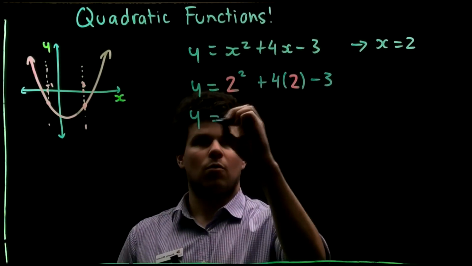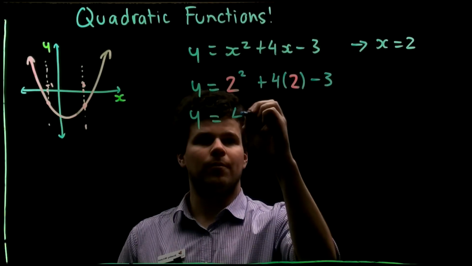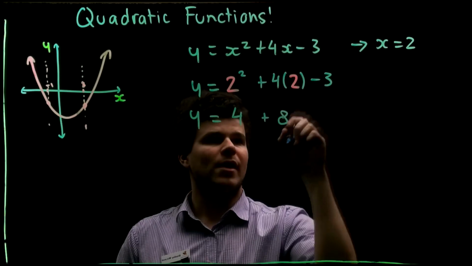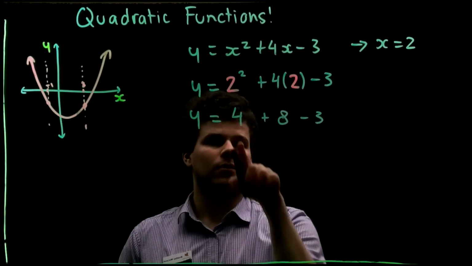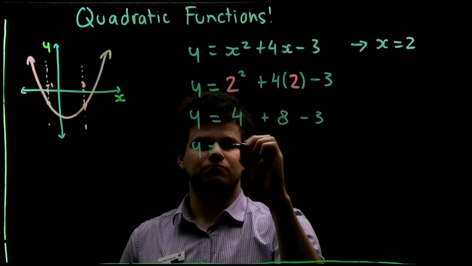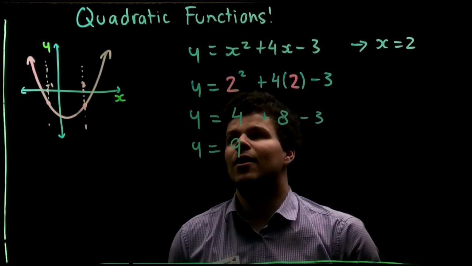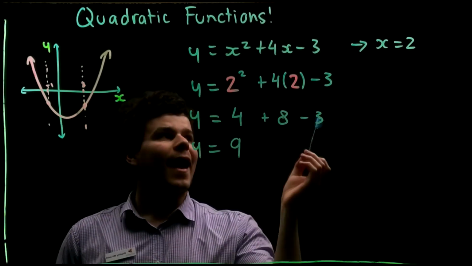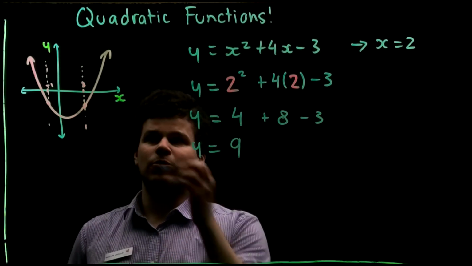So y equals, well, 2 squared, that's 4. 4 times 2, that's 8. Minus 3, that's still minus 3. 4 plus 8 is 12. Minus 3 is 9. So that tells me that on my quadratic, which of course is going to look different to this one, at x equals 2, y is actually equal to 9.